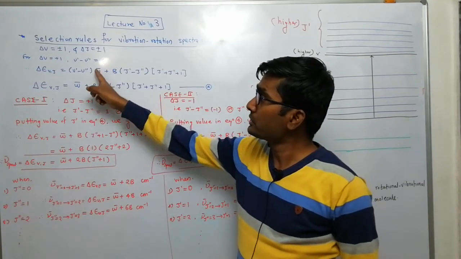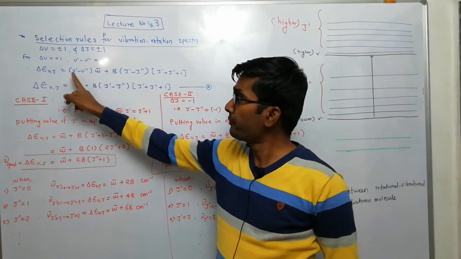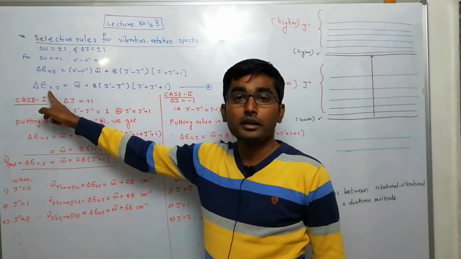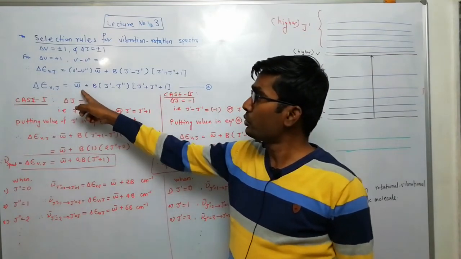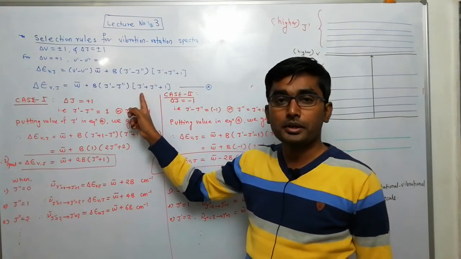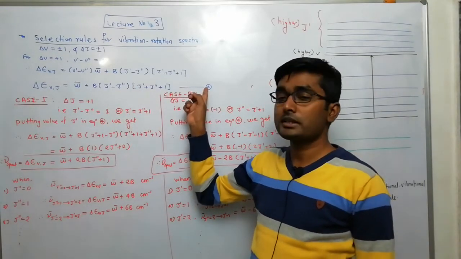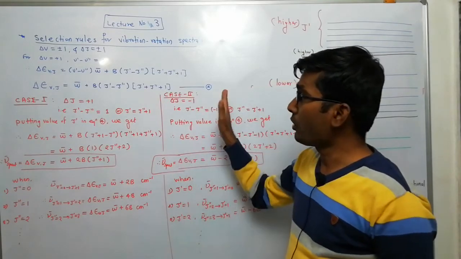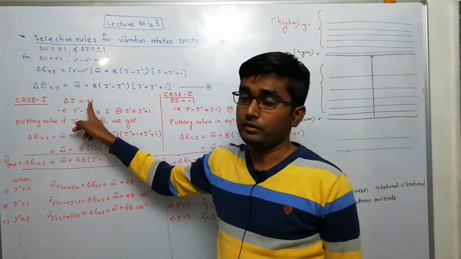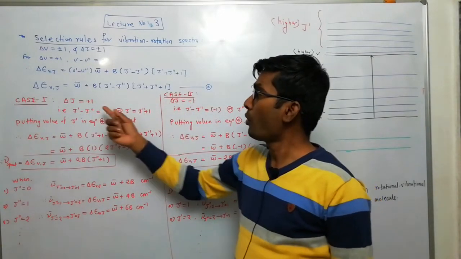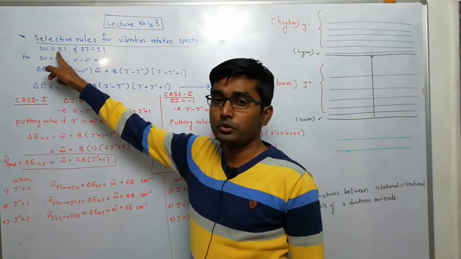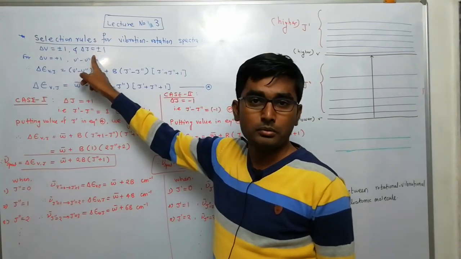Now, let us put this value in the equation which we have derived. Since V prime minus V double prime is equal to 1, we get delta epsilon Vj is equal to omega bar plus B (J prime minus J double prime) into (J prime plus J double prime plus 1). Let us say this is equation number 4. Now, let us consider the cases delta J is equal to plus 1 and delta J is equal to minus 1, because the selection rule for this vibrating rotor is delta V equal to plus minus 1 and delta J equal to plus minus 1.